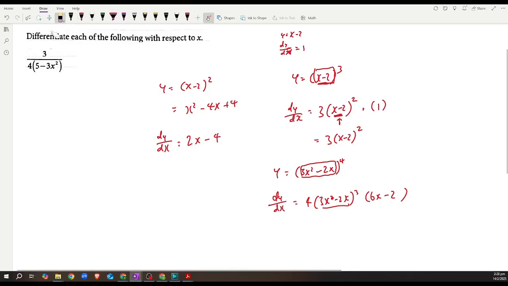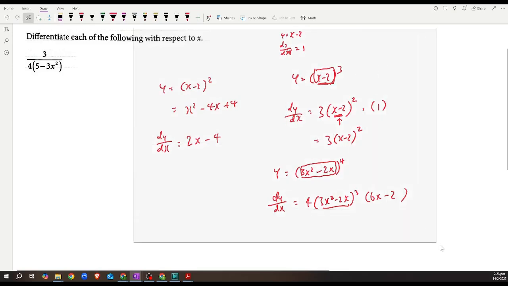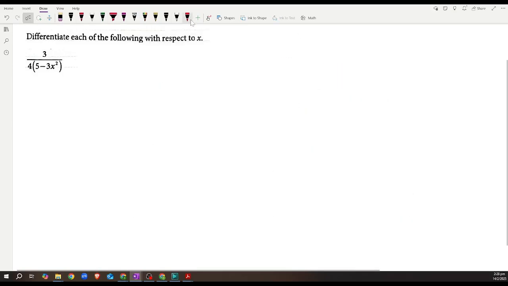Okay, so let's apply that to this question here. Looks a bit complicated, but actually you can rearrange this. So you can rewrite it as y equals 3 quarters times (5 minus 3x squared) to the power of negative 1. Okay, 3 quarters is a constant, right? So you don't really have to bother about it. Okay, so when you differentiate this, you multiply by the power. So it's negative 1 times 3 quarters. That's going to be negative 3 quarters.